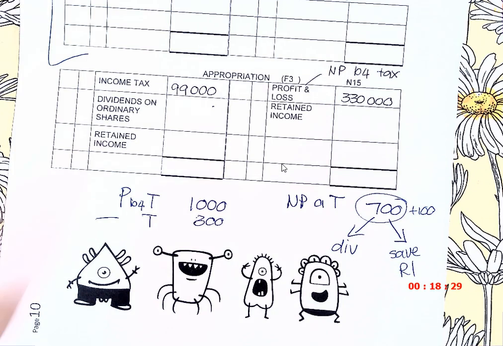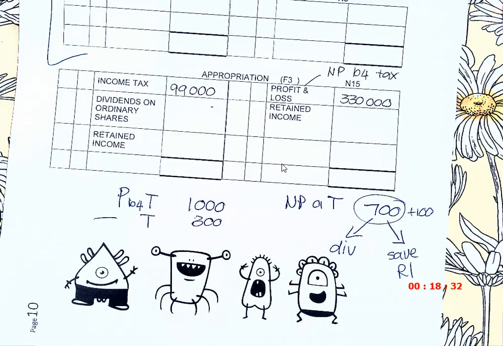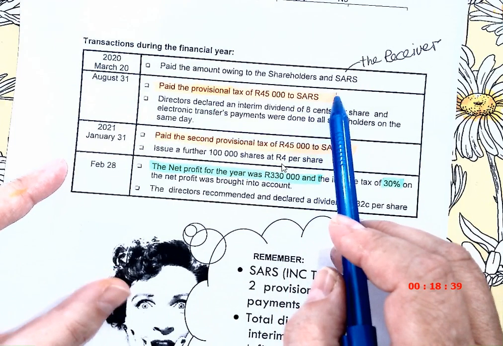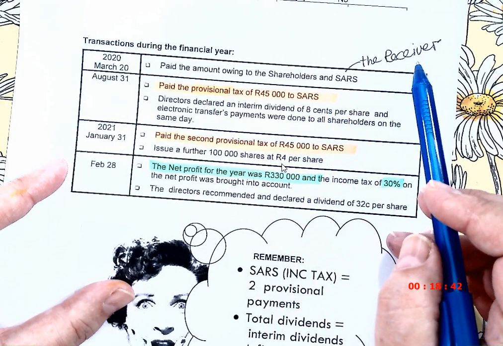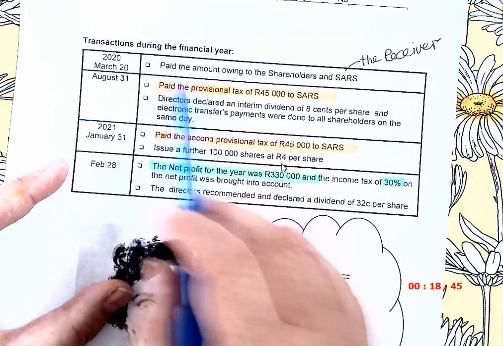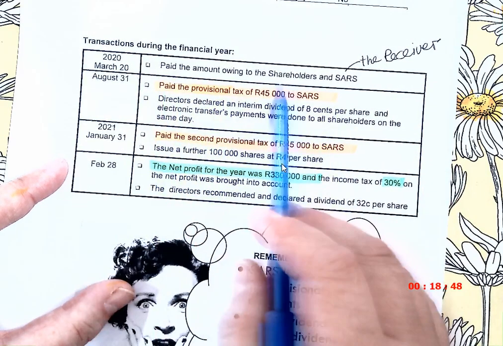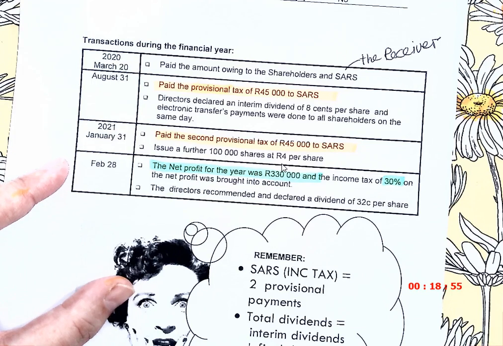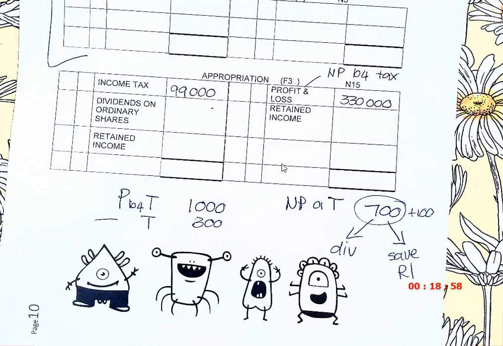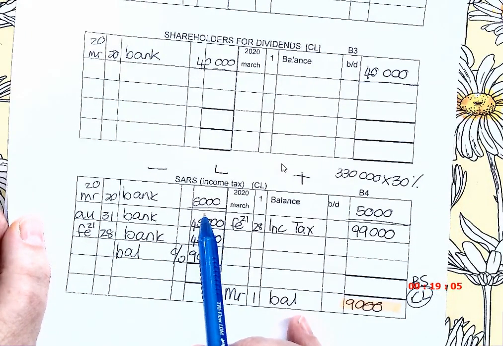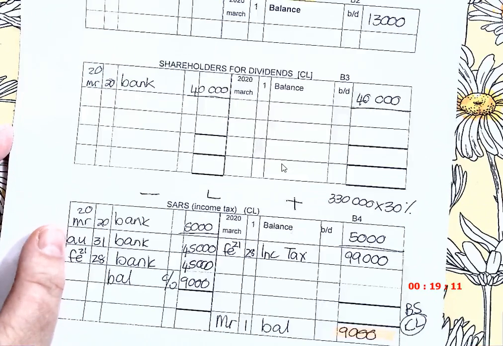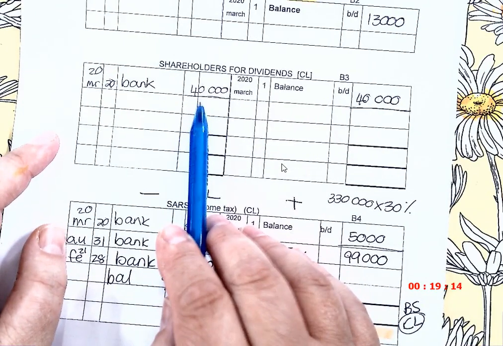Okay, now I've gone through all the accounts. Let's do this. So we paid the amount owing to shareholders and SARS. And please remember, SARS can also be called the receiver. So instead of paid the amount owing to the shareholders and SARS, I can say the shareholders and the receiver. Then you know it's tax. Okay, now we already paid. I'm quite sure you guys also paid both, né? Did you pay both? Did you do that? No. Okay. Did Sir just start with the income, up with the dividends? Yes. Okay. So you did pay the dividends. You did pay the shareholders.